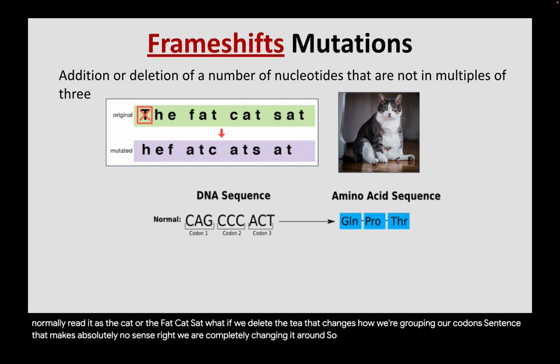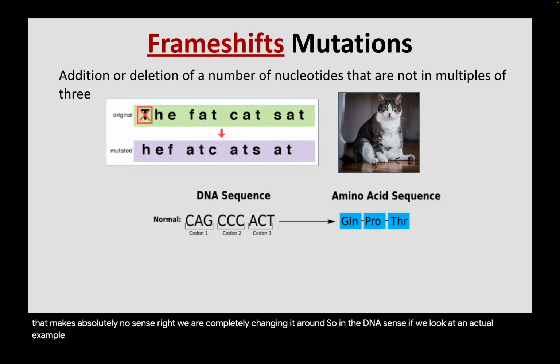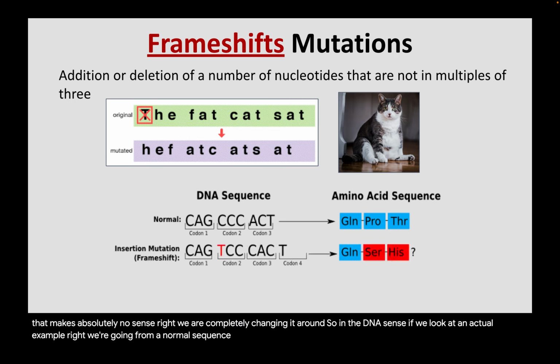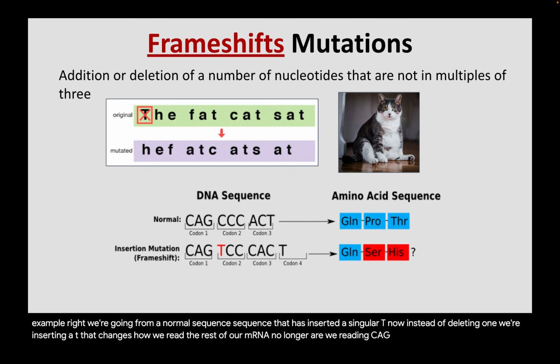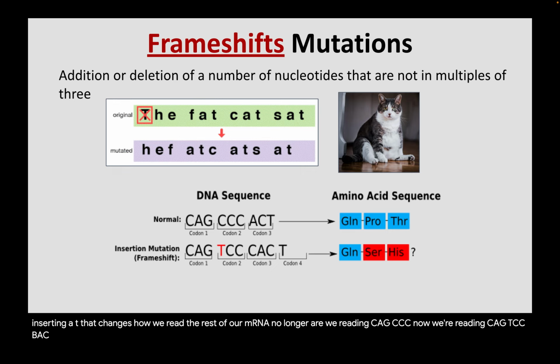So in the DNA sense, if we look at an actual example, we're going from a normal sequence to a sequence that has inserted a singular T. Now instead of deleting one, we're inserting a T. That changes how we read the rest of our mRNA. No longer are we reading CAG, CCC, ACT. Now we're reading CAG, TCC, CAC, and then we have this random one nucleotide T at the end. So that changes the amino acids in our sequence, with that T at the end really not coding for anything.